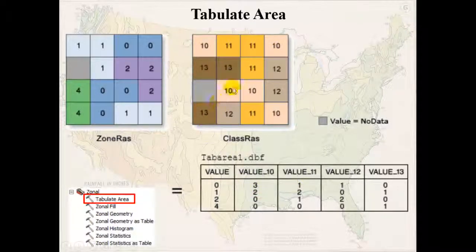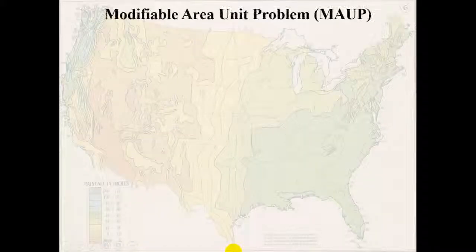There's one 11 in that zone. So where's the 11 in that zone? It's right here. There's one 12 in that zone. Here's the 12 that's in that zone. And there aren't any 13s in this zone. So you can see how this works. You get a table out that tells you by zone what the values are.